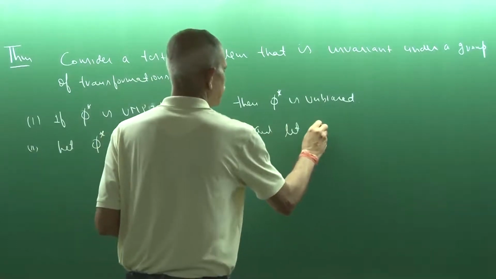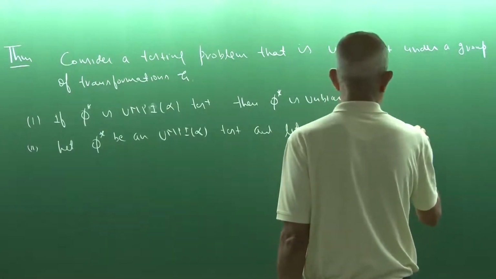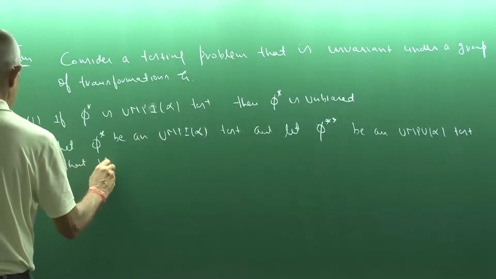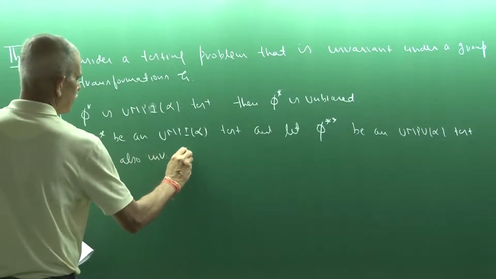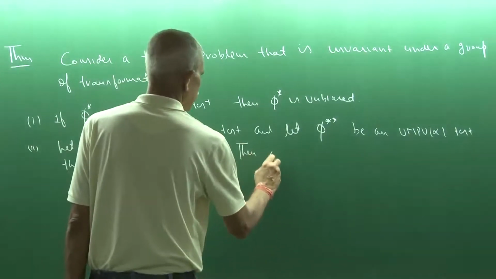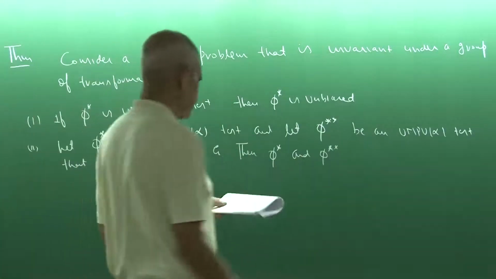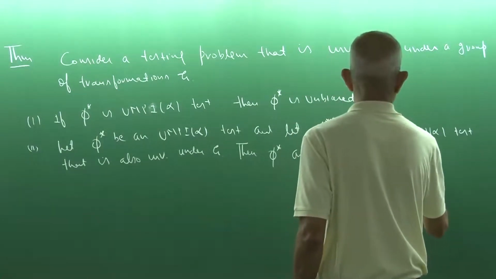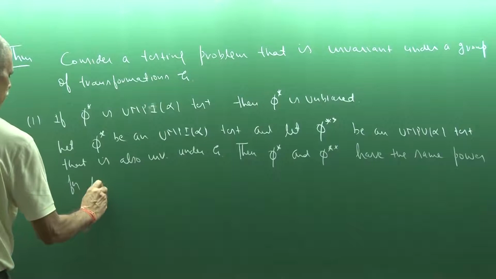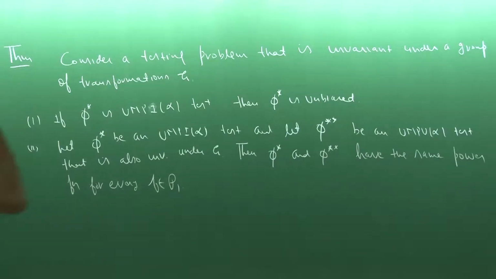And let phi double star be an UMPU alpha test that is also invariant under G. Then phi star and phi double star have the same power function for every f belonging to P. The proof is almost straightforward.